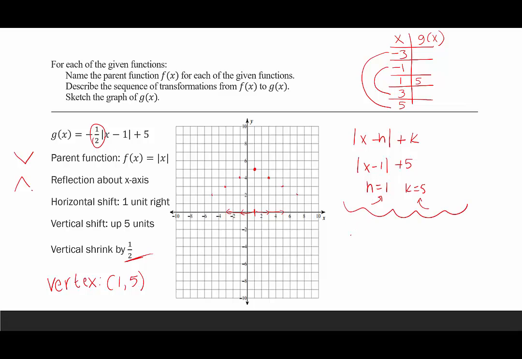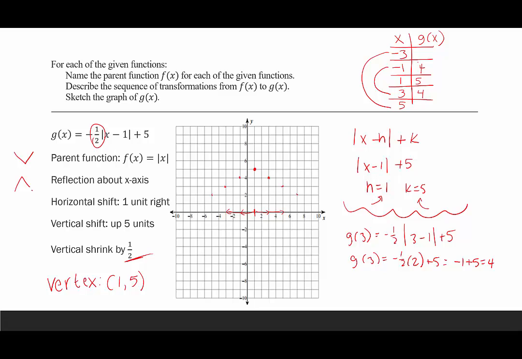If I plug in 3, g of 3, that would be -1/2 times the absolute value of 3 minus 1 plus 5. Working inside the absolute value, 3 minus 1 is 2. The absolute value of 2 is 2. And then we have -1/2 times 2. That's negative times positive is negative. And half of 2 is 1, so -1 plus 5 is +4. So I know that 3 will map to 4. I also know due to the symmetry that -1 will map to 4.